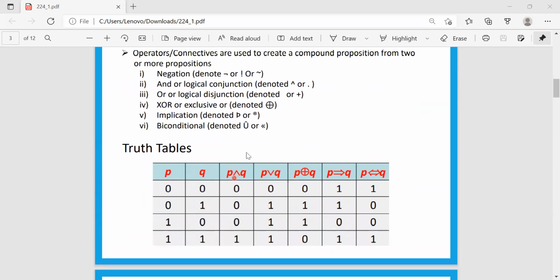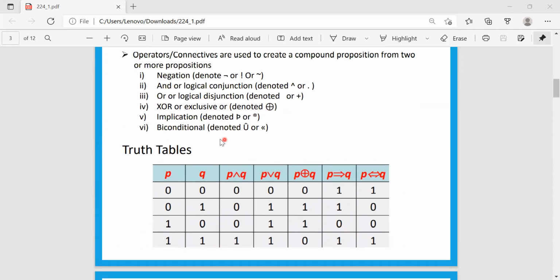Let's define some truth values. Take P and Q as two statements. These are the possible values of P, Q. P AND Q has the value 1 only when P and Q are both 1, and this is P OR Q. It has 1 for all values except P equal to 0 and Q equal to 0. P XOR Q is 0 when both inputs are the same, and 1 when the inputs are different.